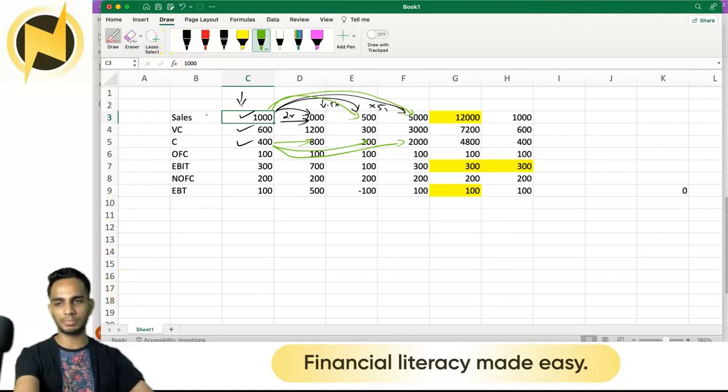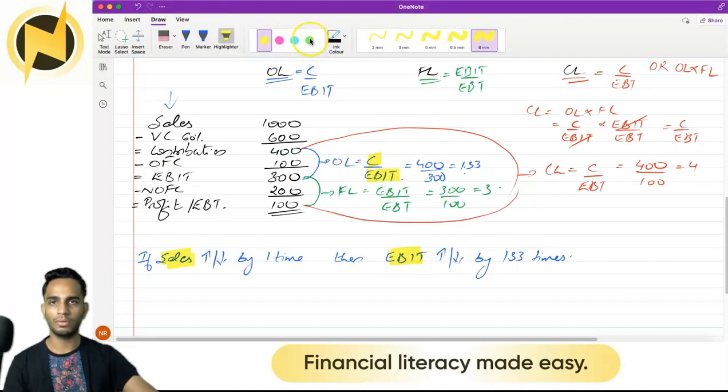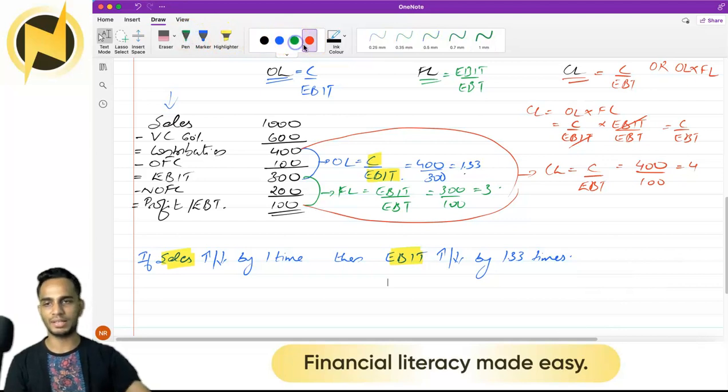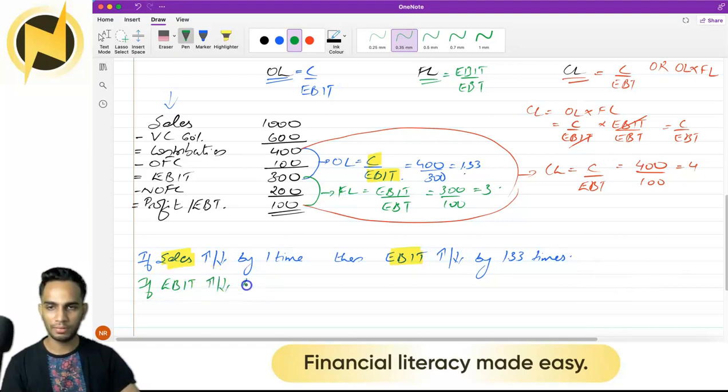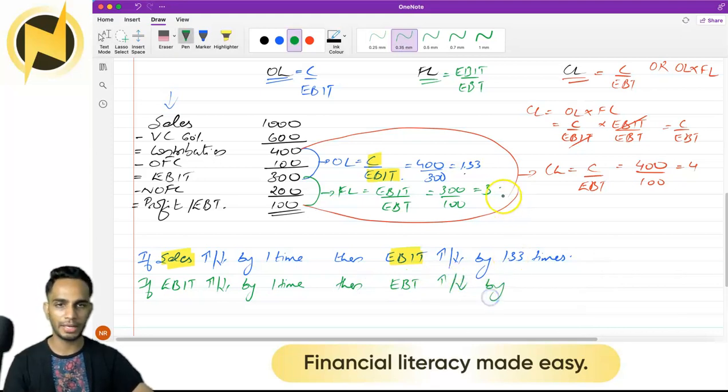So let me just clear this page. Now, financial leverage is still that. Financial leverage tells that if EBIT moves up or down by 1 time, then EBT will move up or down by how many times? 3 times.